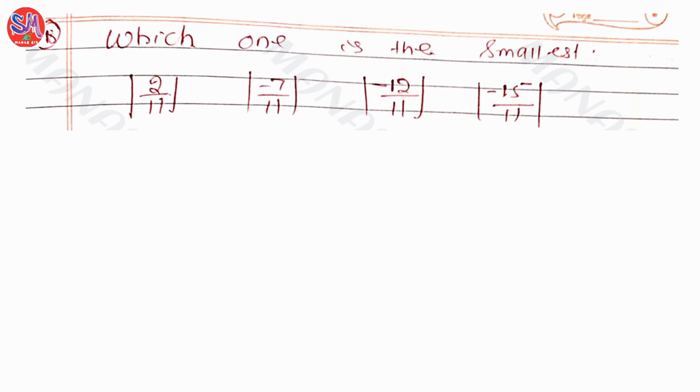Which one is the smallest? This is the sign of the absolute value, the double vertical bar. Okay. So first find out the absolute value. This is 2 by 11.